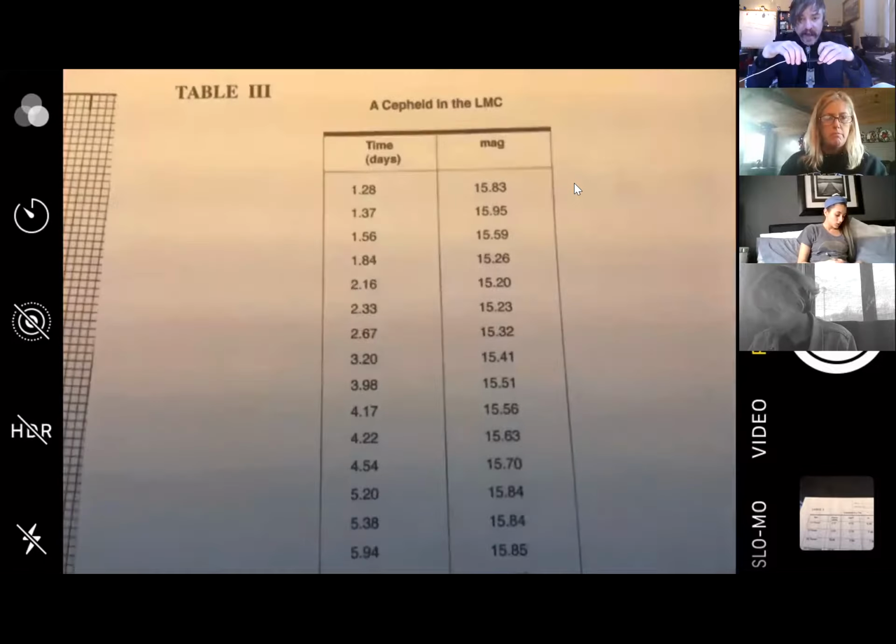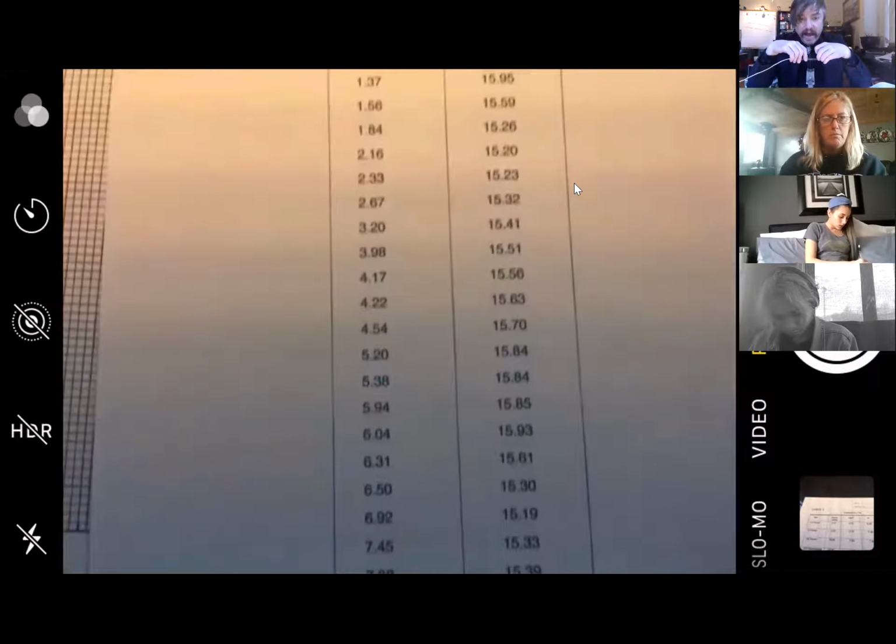Now that we have a period luminosity relationship, we can go out and look into the Magellanic Cloud to find another variable star. And this is intense. This is a plot of magnitude as a function of time in days.